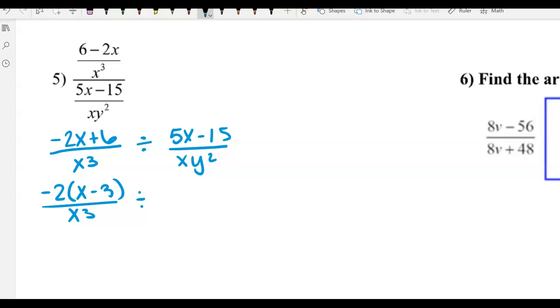What are we going to take out? 5. What's left? X minus 3. X minus 3 all over x times y squared. By the way, y squared is just y times y, right, guys? Yeah. All right. Let's state the restriction before we flip.